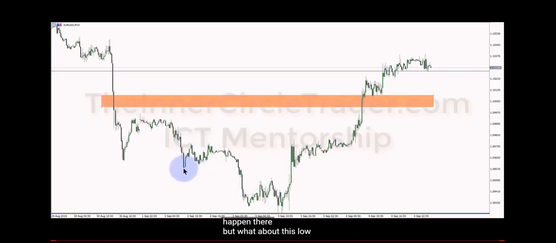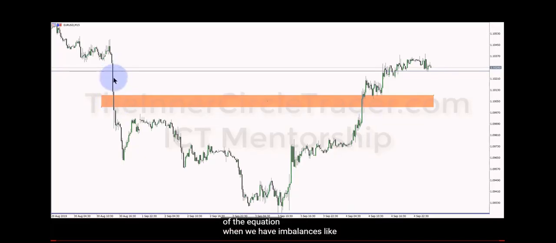But what about this low? Did it find support there and rally? No. What about this low? Did it stop price when it went back down to it again? No, it went lower. What about this low here when it traded down to it here? Did it stop? No, it went lower. So that's the other side of the equation.